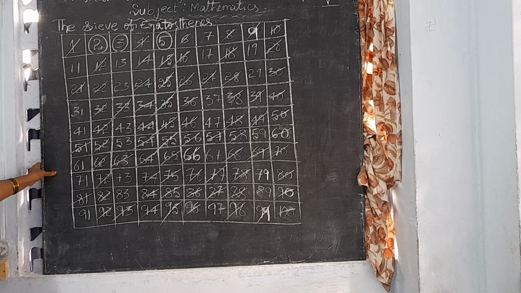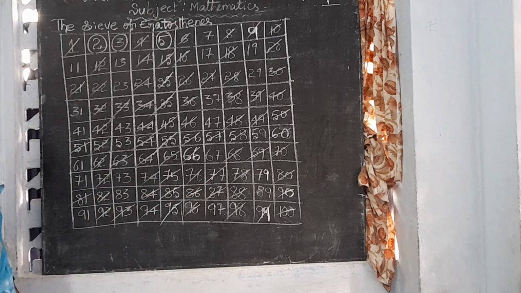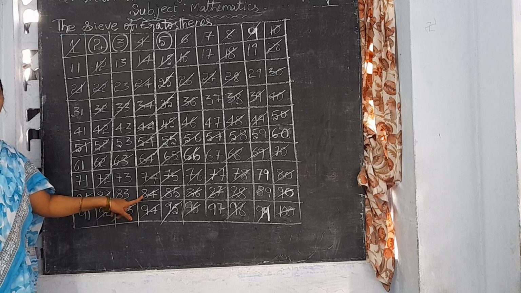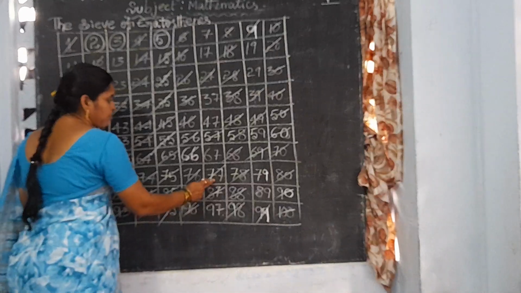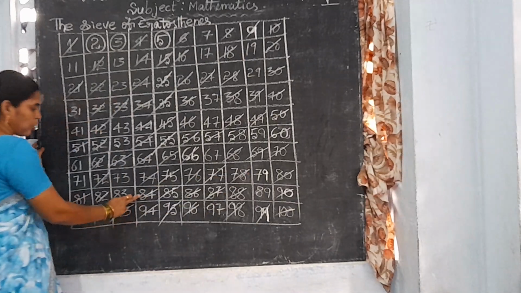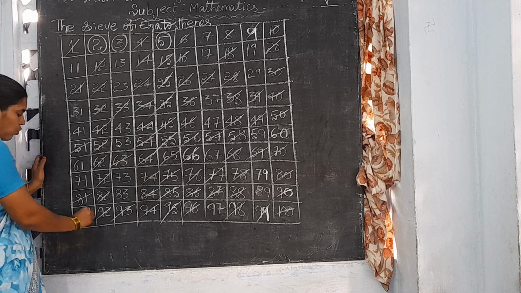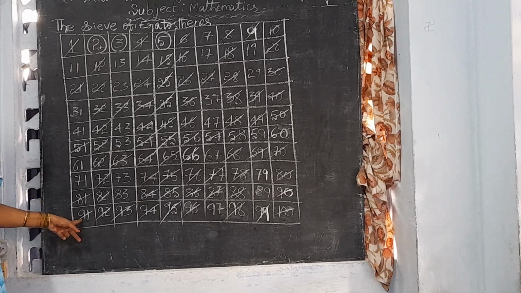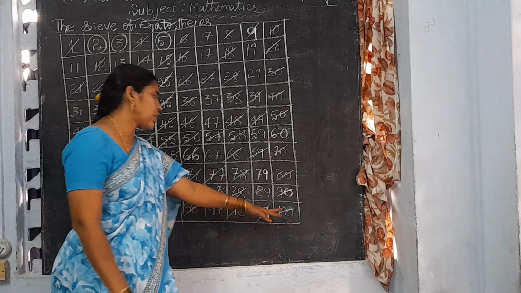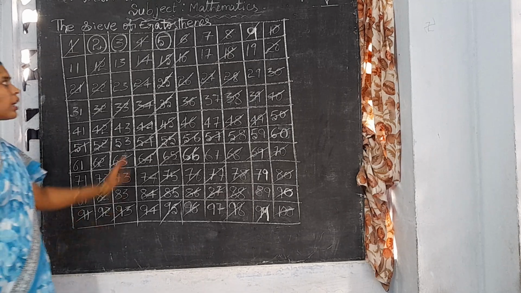7 12s are 84. After that 7 13s 91. So 91 you strike off. 7 14s 98. Already it is there. So remaining all cancelled. Okay children? Completed. Now 8th one not there.